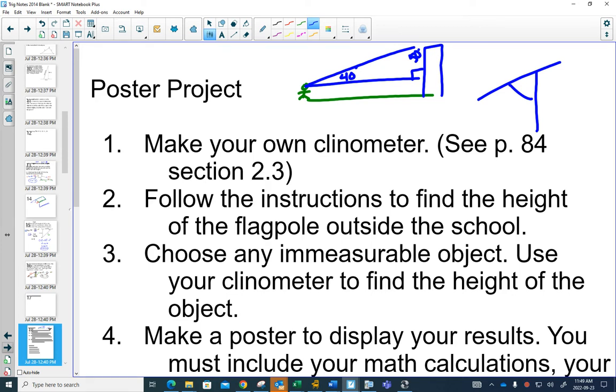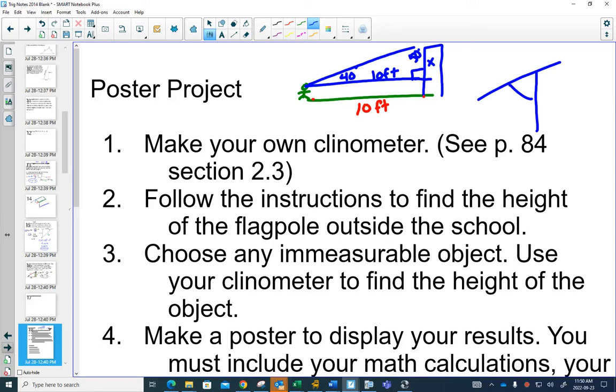You're going to need to get a measuring tape of some sort. Ask your parents if they have a measuring tape. You're going to measure how far away you're standing from the flagpole. So let's say you measure from here to here, and your measuring tape has feet, and you ended up standing 10 feet away. Does it make sense then that this line is also 10 feet? And you could figure out the opposite side using tangent.